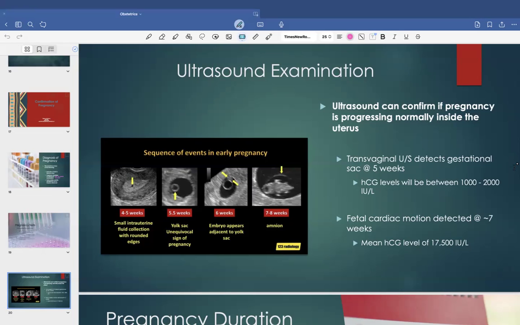We said fetal cardiac motion can be detected around 7 weeks. At that time, the average HCG level is around 17,000, but for some people, it can be into the hundreds of thousands. I do not expect you to memorize those numbers, except the weeks. Transvaginal ultrasound.